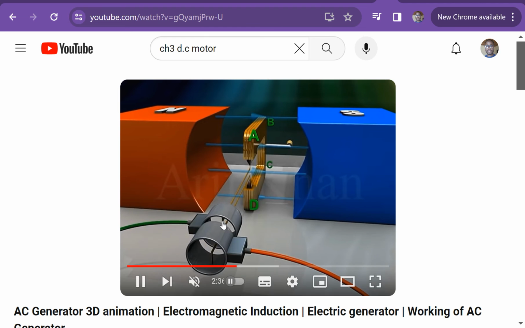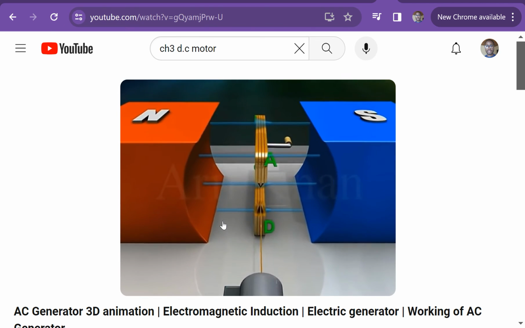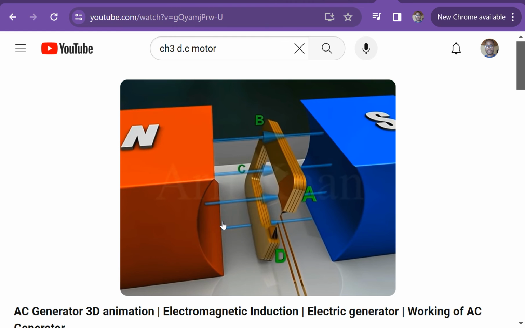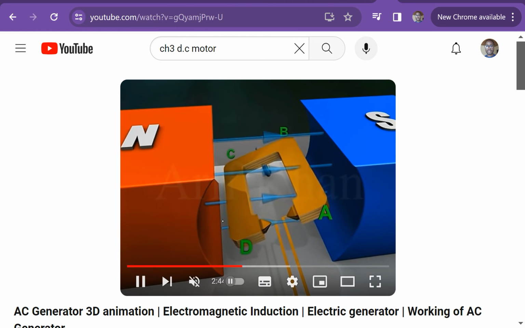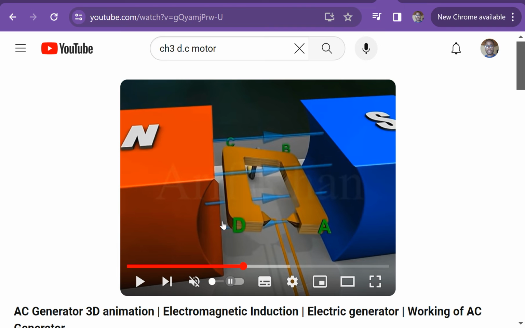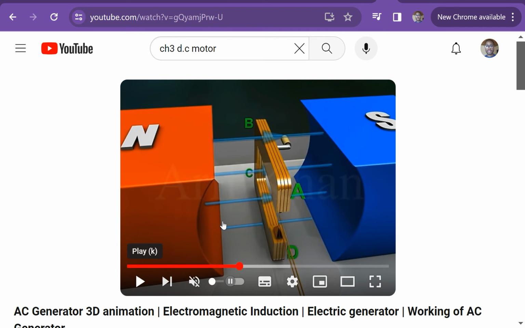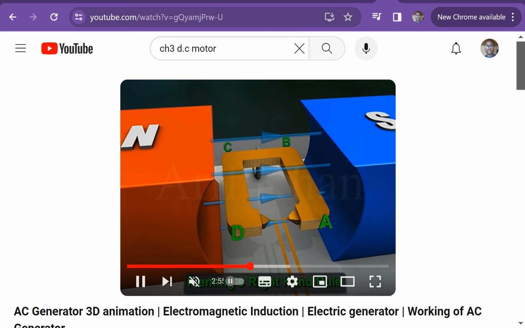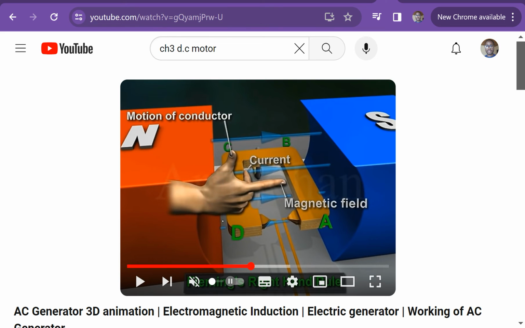And then at a quarter cycle, it rotates a quarter of a cycle. When it becomes maximum in that position, A is moving vertically downwards and D is moving vertically upwards. It means the magnetic field is cut at right angles, and if the magnetic field is cut at right angles, the induced EMF is going to be greater. So A is going to be on the right hand side, and B is going to be on the left hand side.